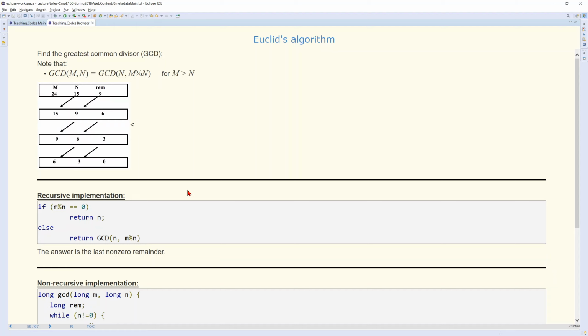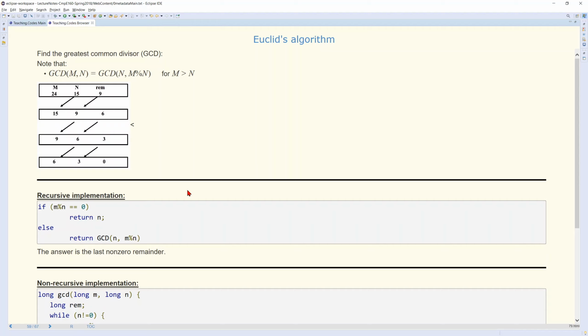The other algorithm we're going to discuss is Euclid's algorithm. Let's say we're trying to find the greatest common divisor of two numbers, m and n. Let's assume for the sake of simplicity that m is greater than n. If not, you just flip m and n, call them, say, k and l, such that the first one's always greater than the second one.